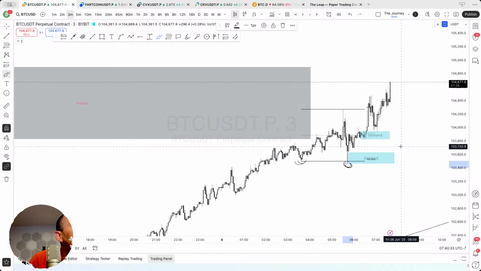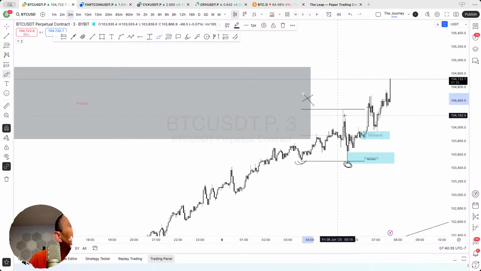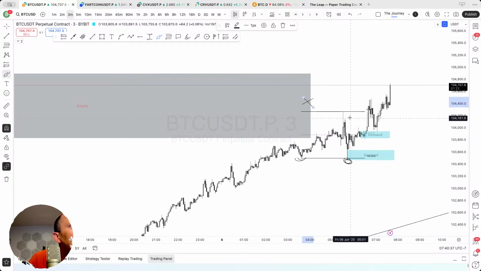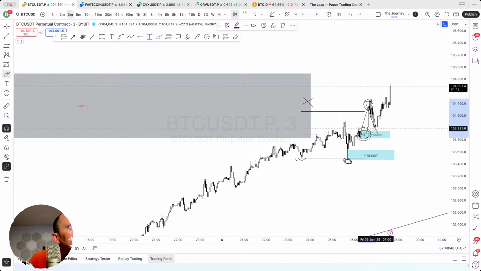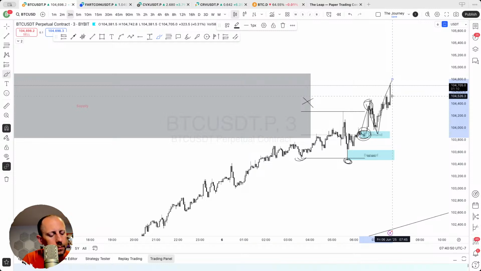Yeah, I think that was all that supply was good for. Seems pretty clear to me at this point, doesn't it? And then you break up above this range. We come back down to test the demand that entered the market at market open, and you get your initiation, mitigation, continuation.